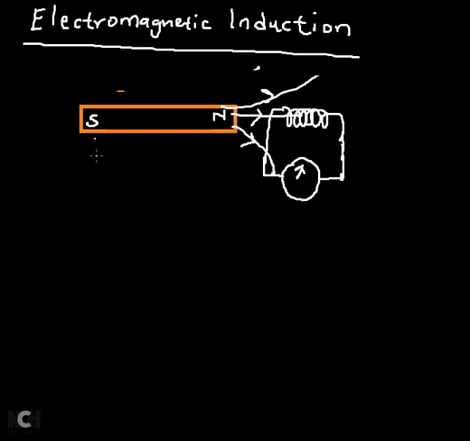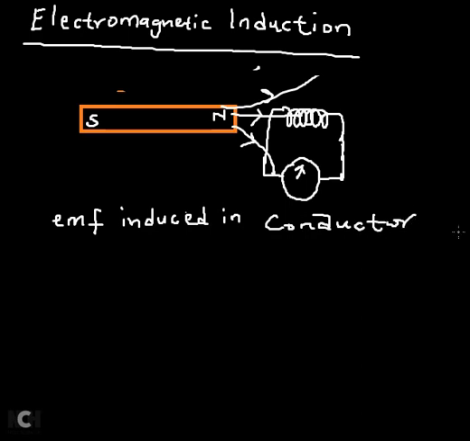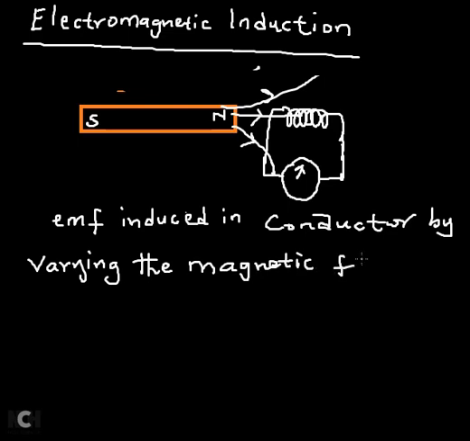Electromagnetic induction is a process by which EMF is induced in a conductor by varying the magnetic flux linking the conductor.